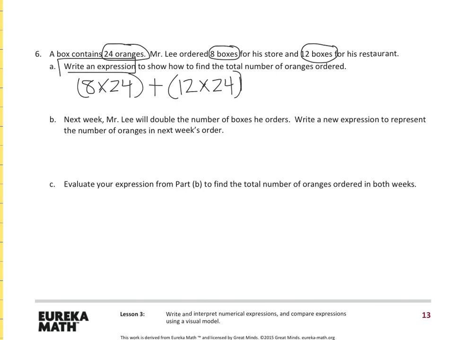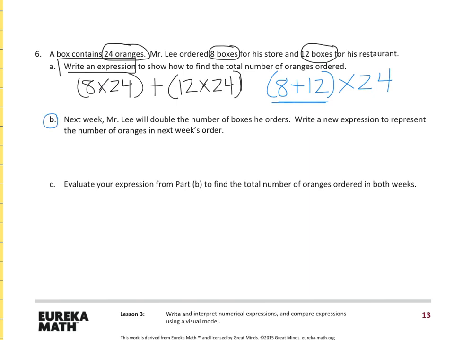Another way we could actually write this is taking the number of boxes that he has to order for his store and his restaurant. So 8, not multiply it, but to add them together, the 8 boxes and the 12 boxes. That would give you 20, mental math. And then we would multiply that by 24 because they want us to find the total number of oranges ordered. And so we could just add the 2 number of boxes together, and then multiply it by 24.